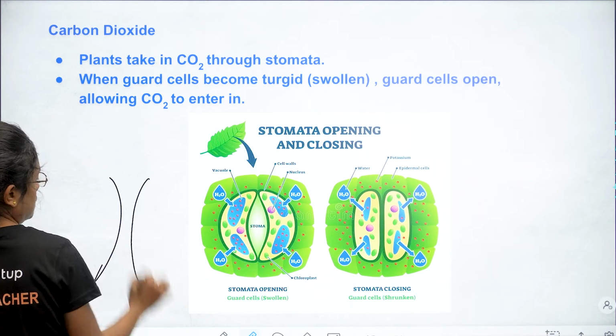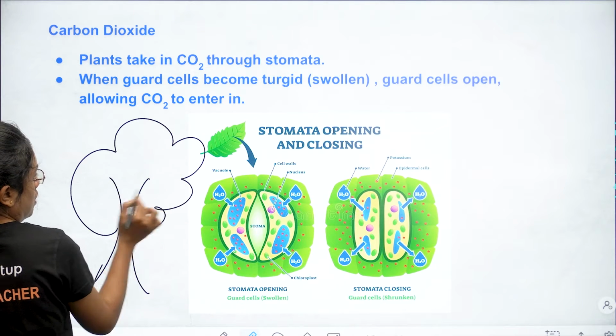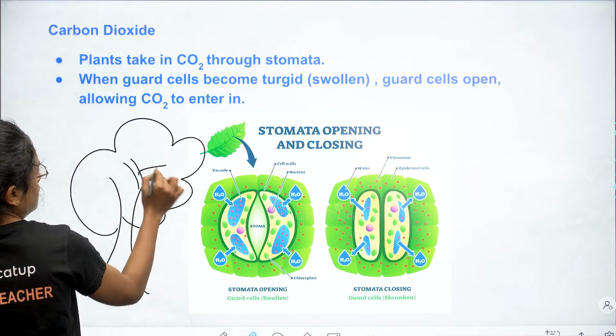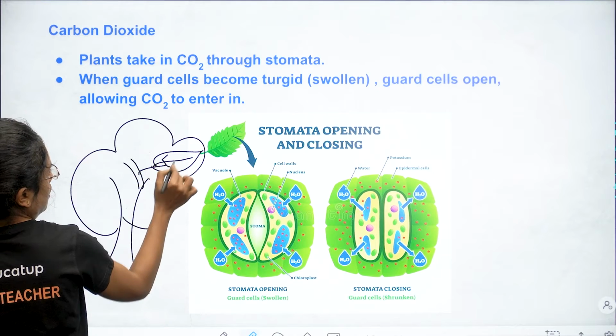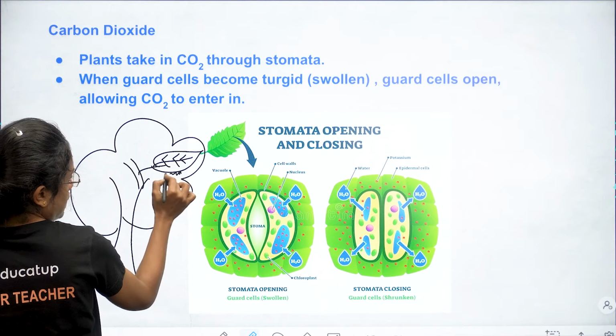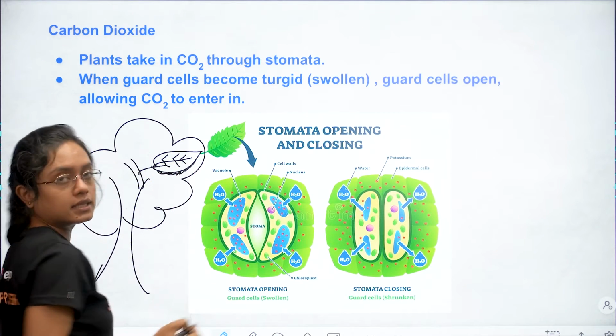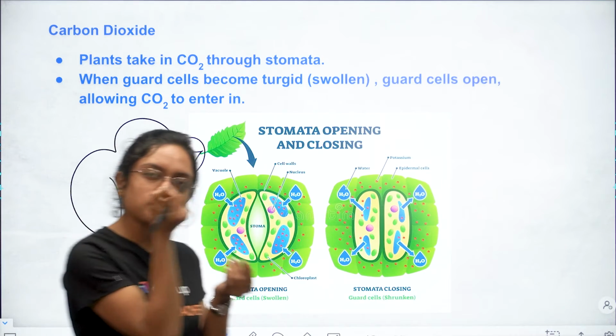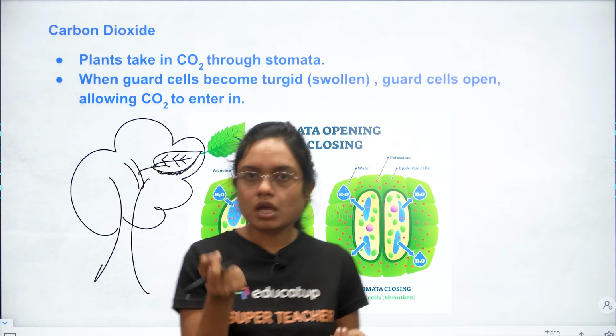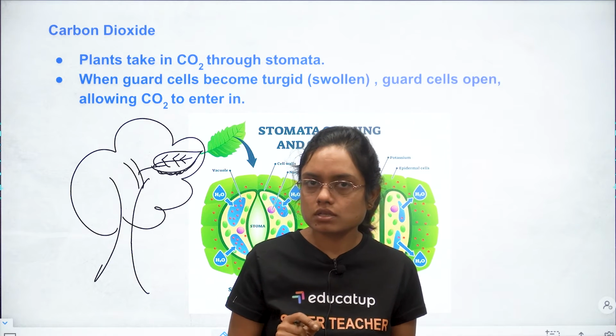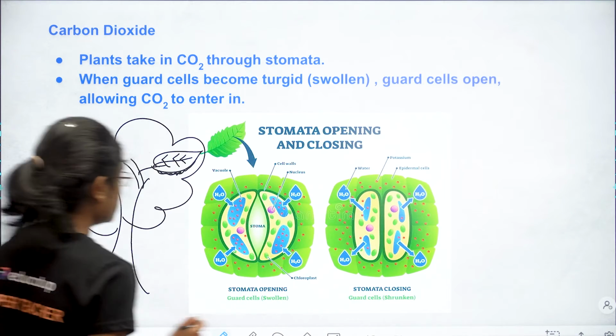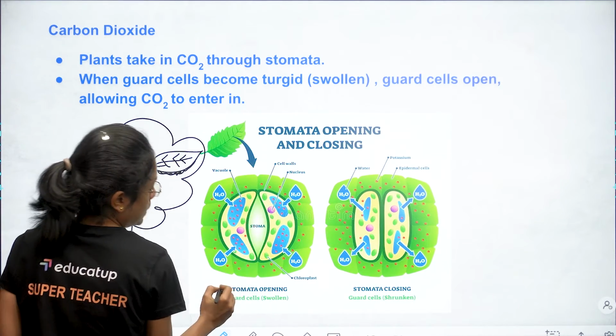If this is a tree and this is a leaf, तो जो नीचे वाला हिस्सा है ना, जो पीछे वाला हिस्सा है जो हमें दिखाई नहीं दे रहा है इस वक्त, उस पे छोटी छोटी सी ओपनिंग्स होती हैं, उनके थ्रू कार्बन डाइऑक्साइड अंदर जाता है, एंड दोज ओपनिंग्स आर नोन एज स्टोमेटा.